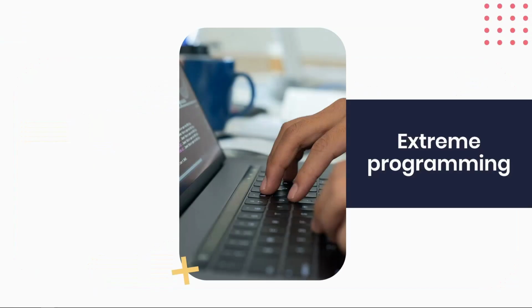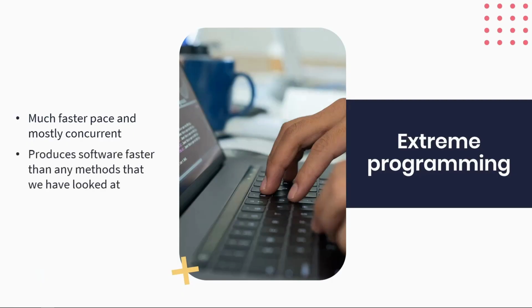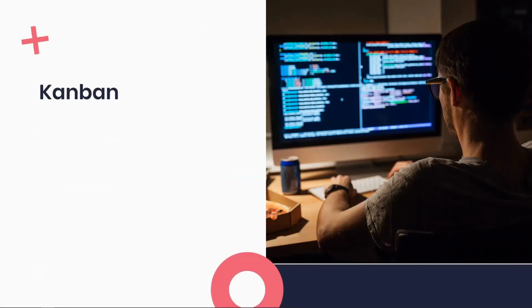So here we see that it is pretty much the same as the agile methods, except that most of the usual processes are done at a much faster pace, and mostly concurrently. This is where the extreme part comes into play. Extreme programming has been known to produce software faster than any other methods that we've looked at so far. The roles of each of the involved parties are pretty much the same as those we explained when we looked at Scrum.